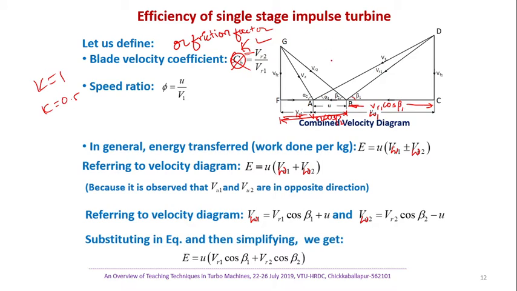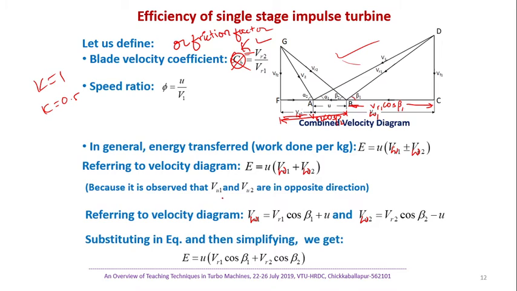I am not explaining how to draw this velocity triangle because I have already done this in the different types of reactions. At that time, when R equals 0, I explained this type of turbine already. Therefore, I am not concentrating much on this. However, we will be doing this in the problems. So E is equal to U times (VW1 plus VW2). If you want, at the end I will show you how to draw this quickly.